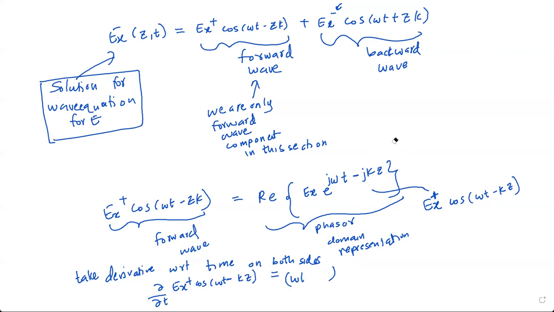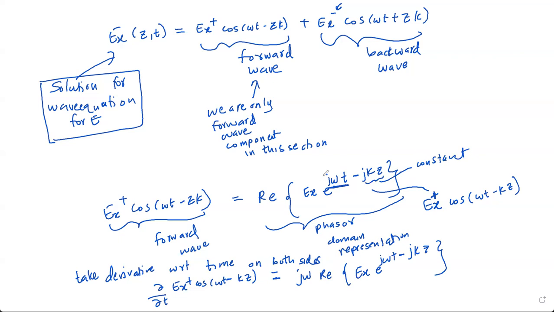Since I do not have any variation along the z direction, once I take the derivative with respect to time, only this expression has the relationship with time. This component is going to be constant when I take the partial derivative with respect to time. So the derivative will be equal to j omega times the real part of Ex e^(j omega t minus jkz).